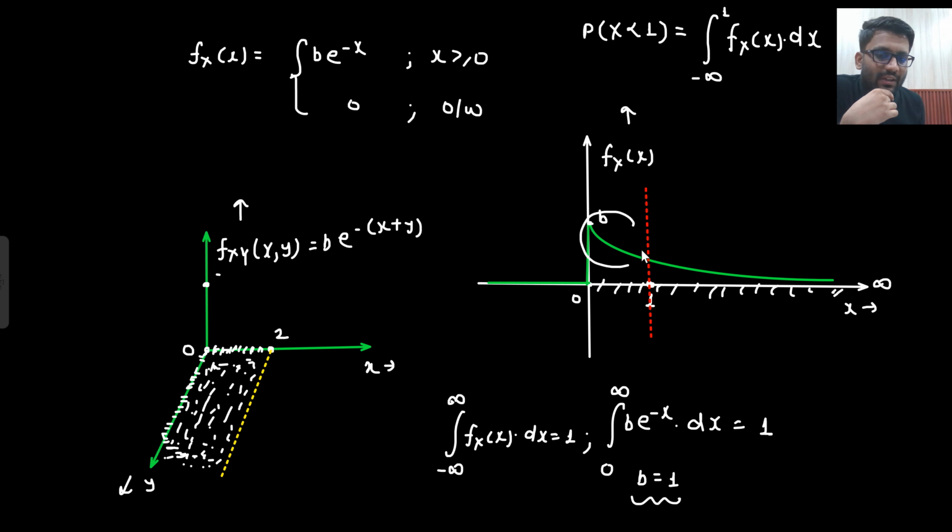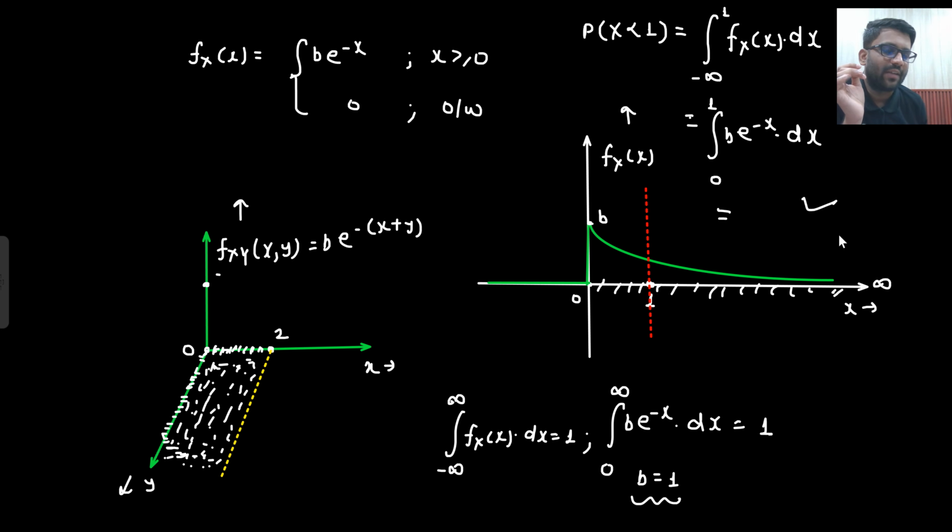Do I need to care about the graph? I only care about the expression. I don't care about the graph. I need the expression of fX of x. Are you able to understand this point? Now I know that the graph will be starting from 0. So 0 to 1, what is the value of the graph? e to the power minus x dx, and then I can solve it. I will get my answer.